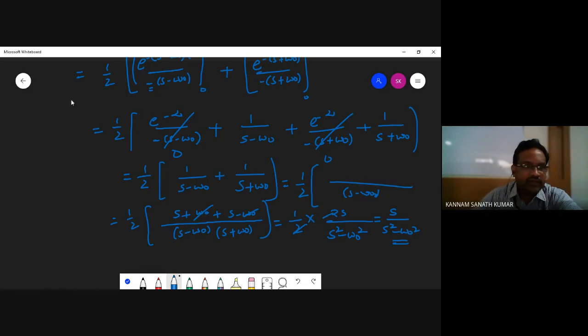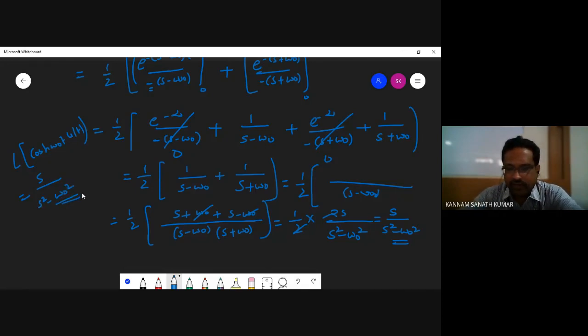So the Laplace transform of cosh omega naught t, the hyperbolic function, into u of t is equal to s by s square minus omega naught square. This is how you can find the Laplace transform of a given function. Is it okay? Any doubts in this?